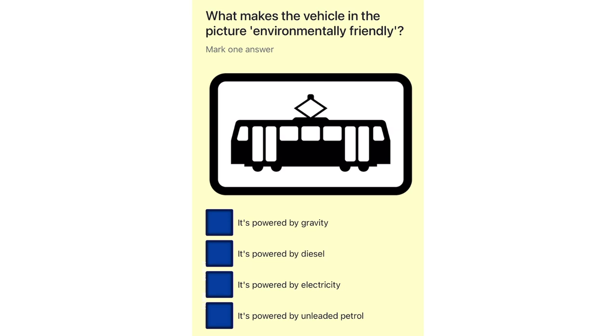What makes the vehicle in the picture environmentally friendly? It's powered by gravity. It's powered by diesel. It's powered by electricity. It's powered by unleaded petrol.